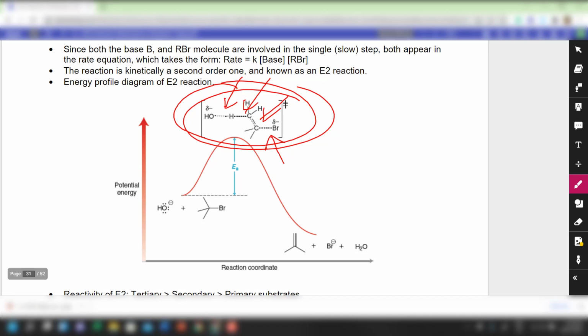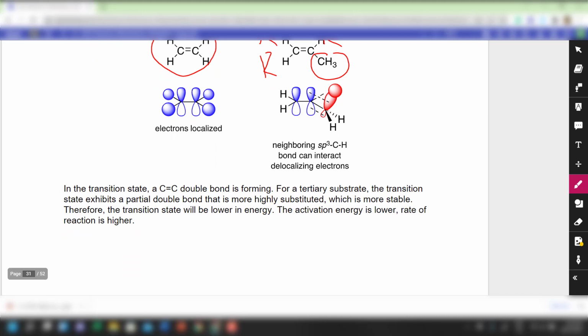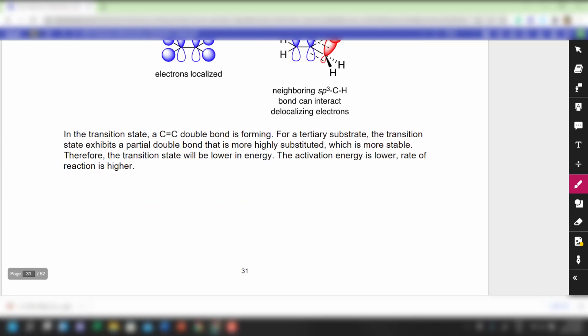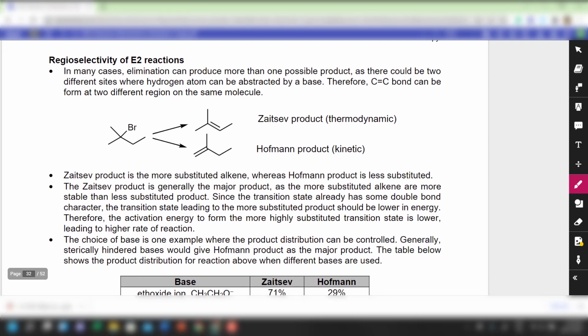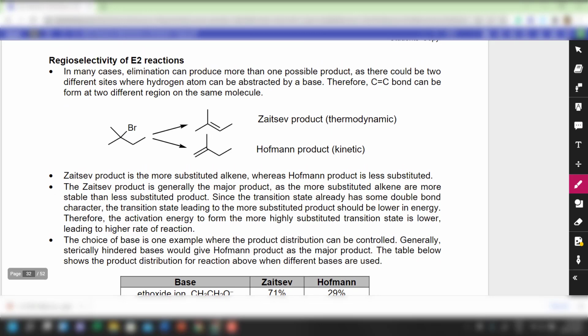Okay, so that might be something which you want to focus on, because in that case the transition state resembles a more substituted alkene. Yeah, so that would attract a lower activation barrier, therefore a lower amount of energy is required, and that makes it more reactive towards elimination. Okay, yeah. So there is this little new term you might learn. I'm not sure whether it was introduced to you earlier on. This is known as regioselectivity.